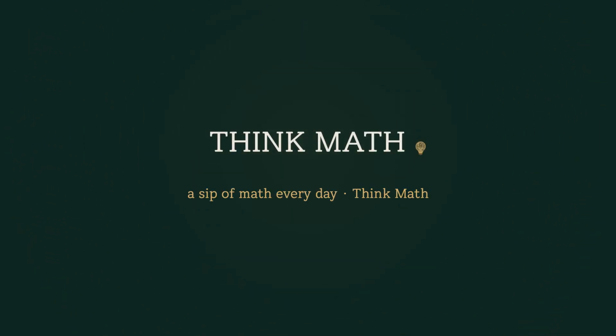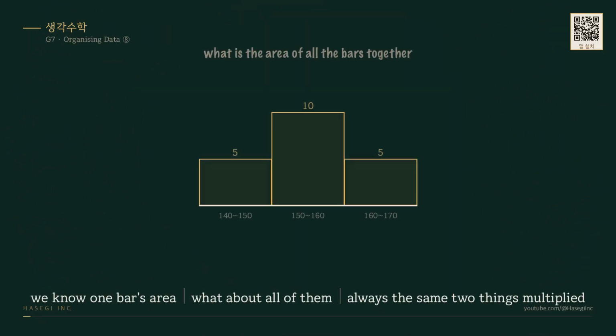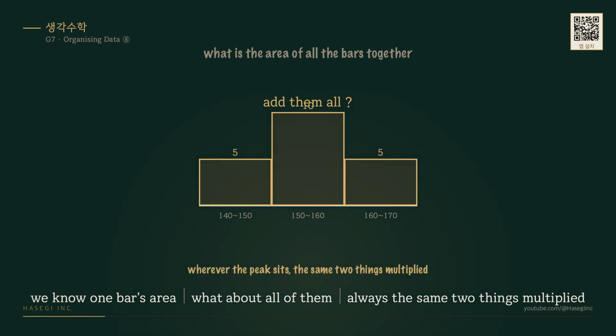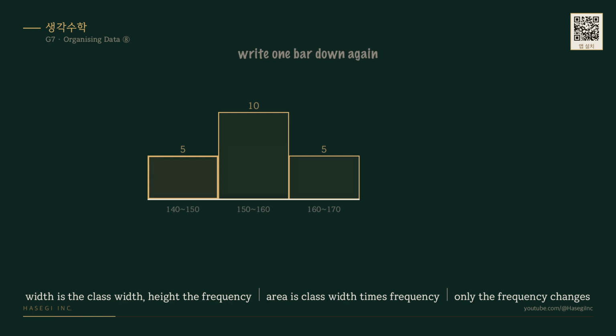Think math. Last time we found the area of a single bar. So what about all of them added together? The whole area a histogram covers? Wherever the peak sits, whether the picture is sharp or flat, that number always comes out as the product of the same two things. Write out one bar again.